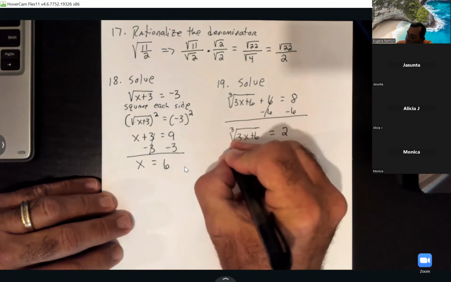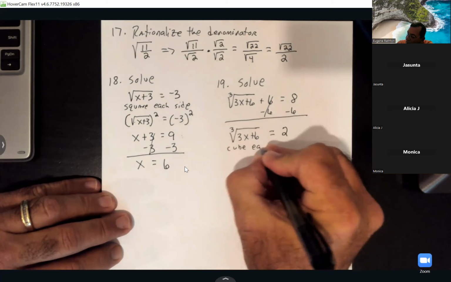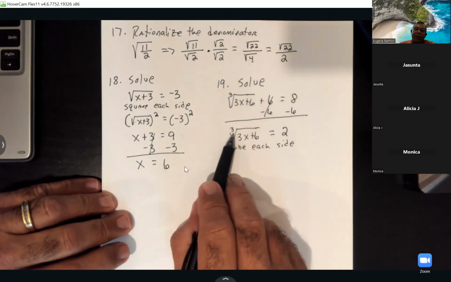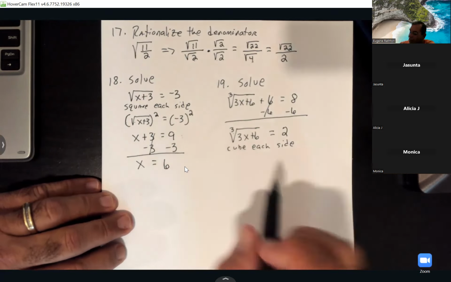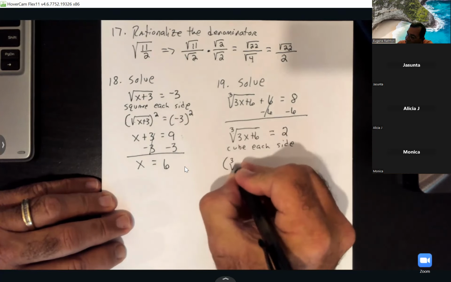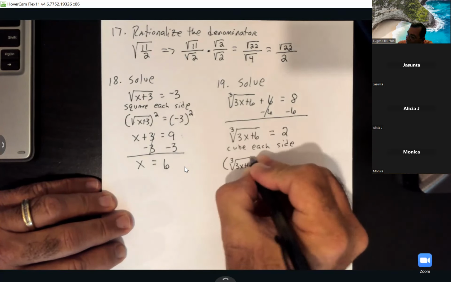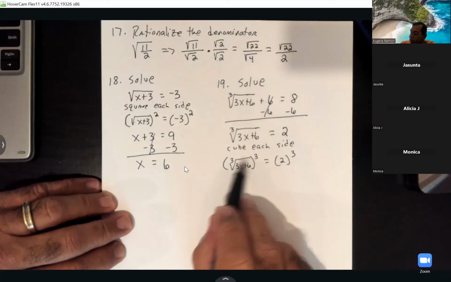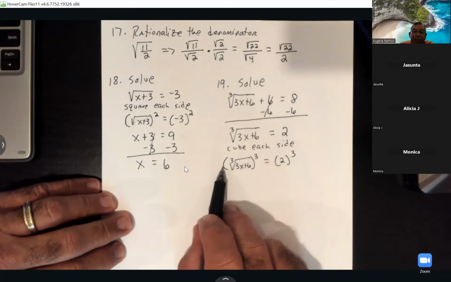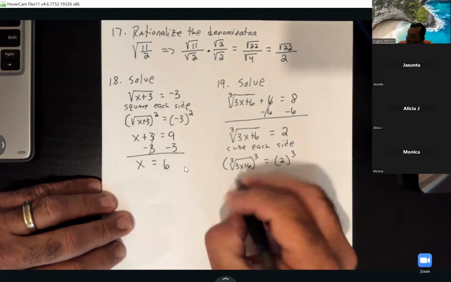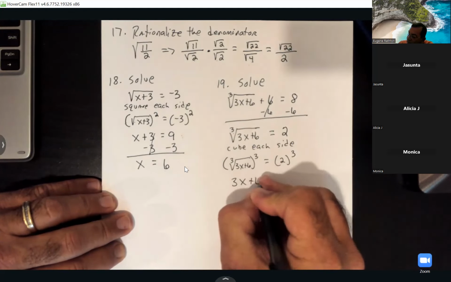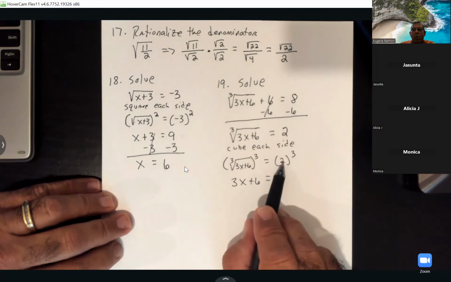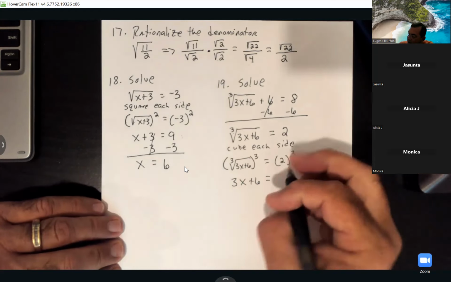So now we're going to cube each side. Since that's an index of a 3, we're going to raise both sides to the third power, which is called cubing it. So I'm going to come in here and cube both sides. So notice, the cube root and the cube, they cancel each other out. All that's left is 3x plus 6. And over here, 2 to the third power, 2 times 2 is 4. 4 times 2 is 8.